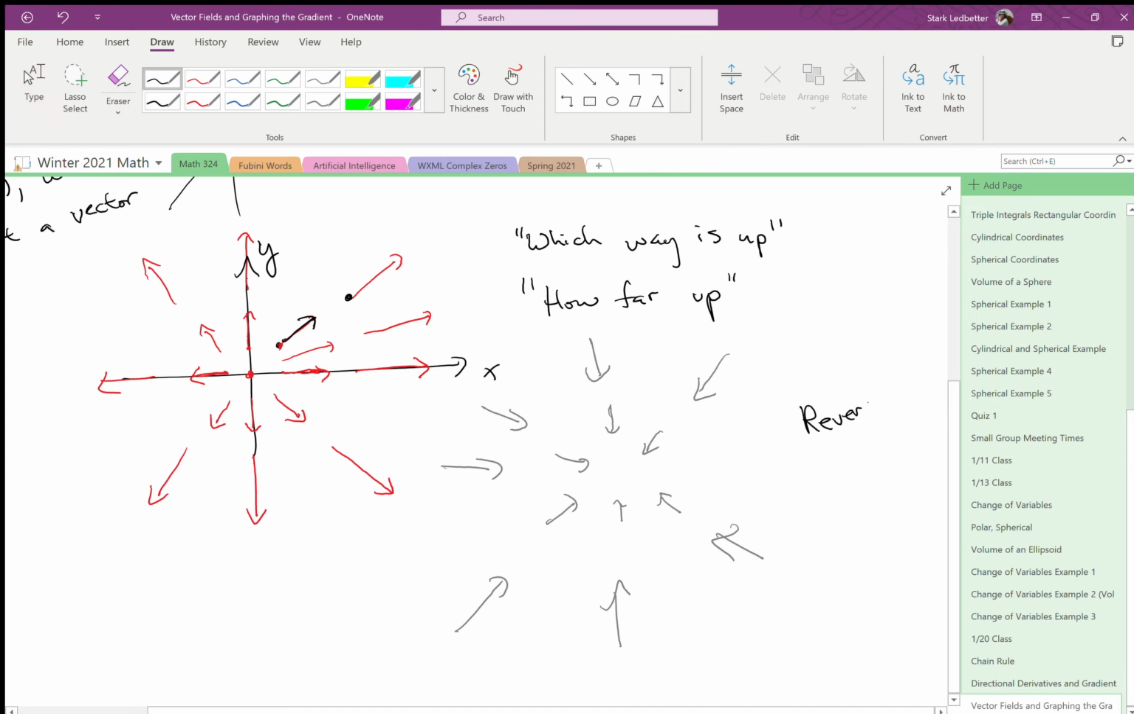Reversing the direction tells you which way you would slide. Reverse the direction of all arrows, and that tells you which way you would slide or fall.